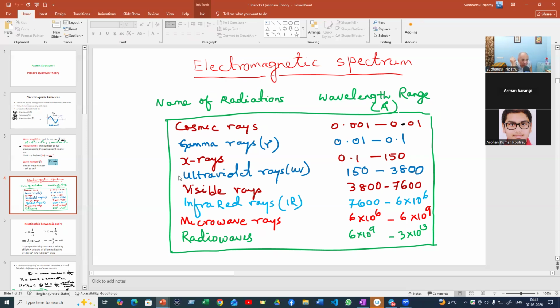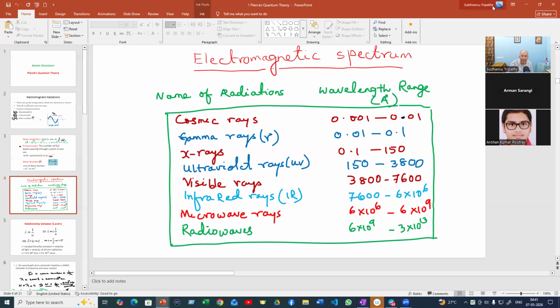And then microwave, through which all the telecommunications and satellite communications go, and then radio waves. Have you copied?